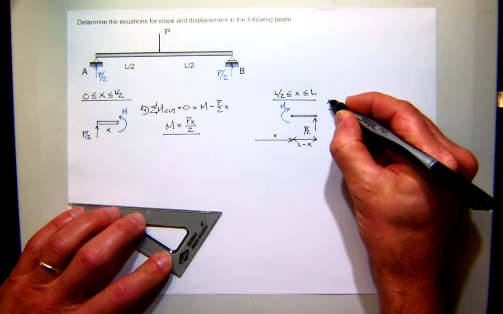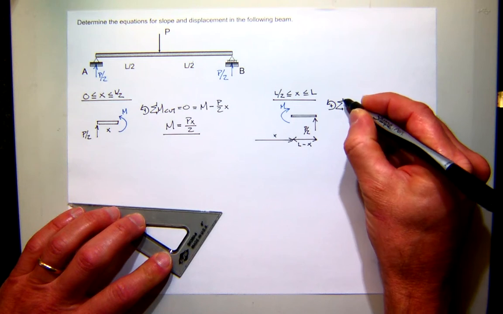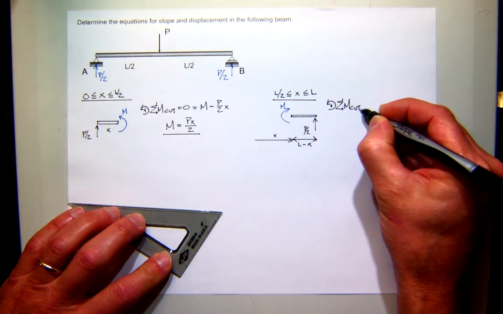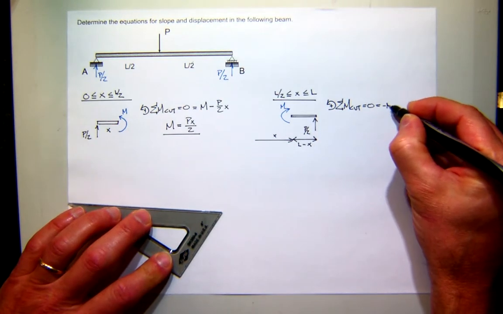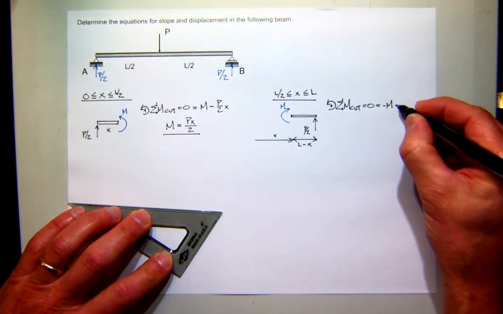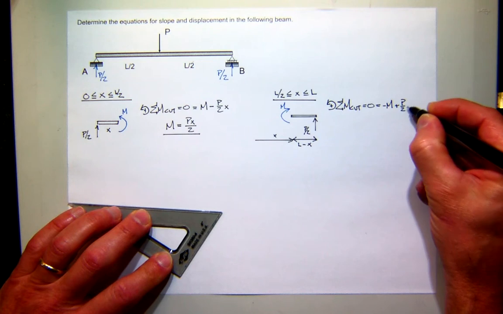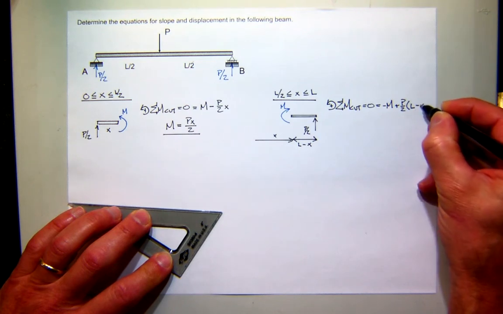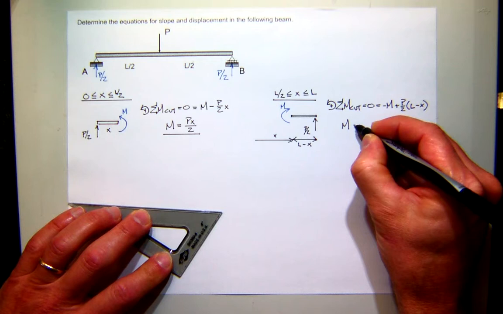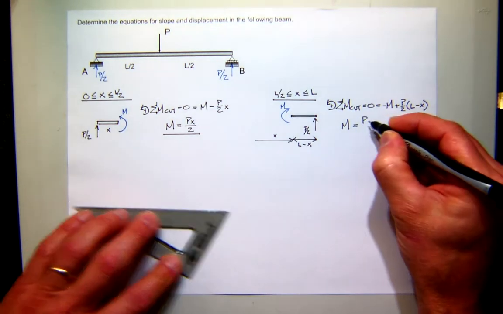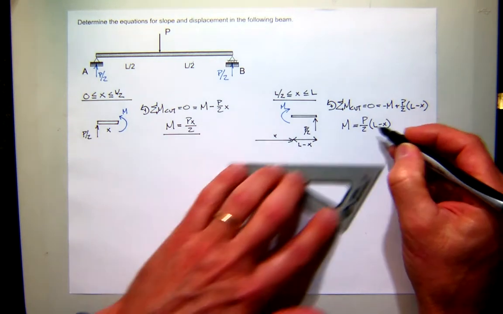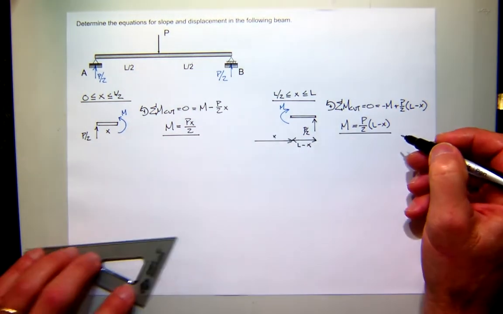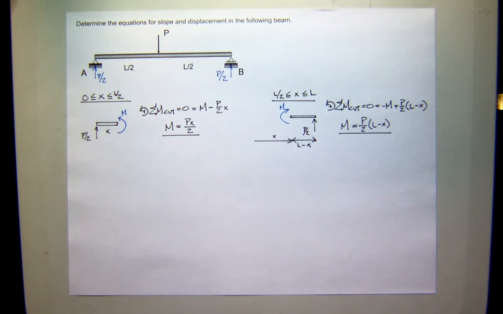So now when I sum the moments about the cut of this side, to make it in equilibrium, the internal moment is negative, using the right-hand rule, and I have a positive moment generated by P over 2 times the distance L minus x. So again, the moment's not too bad. The moment is simply P over 2 times L minus x. So not a very challenging problem to find the moment equations. So now what do we do with it?